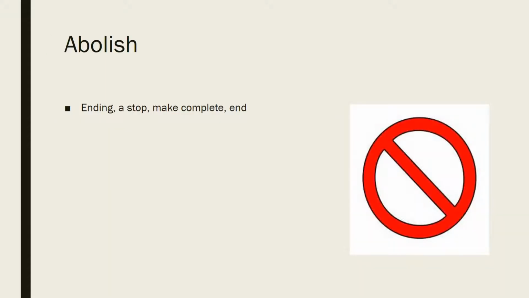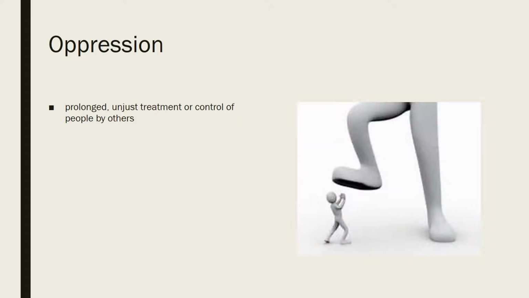Abolish means to end or stop, make complete, end it. In this case, the North wanted to abolish slavery. They wanted it to end. They did not want it to continue. Oppression is prolonged, so it's a long period of time. Unjust treatment, so bad treatment, or control of people by others. So the slave owners were oppressing the slaves.